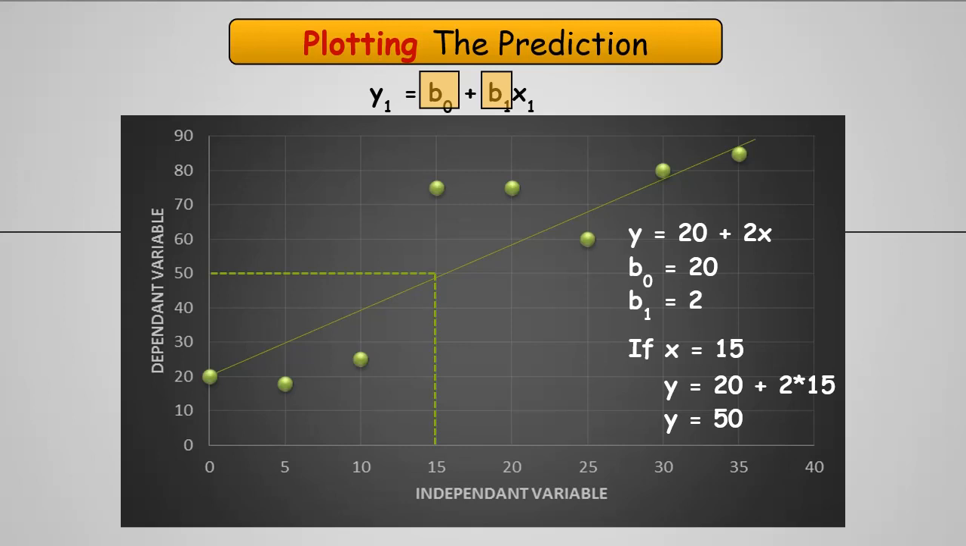And when you look at the intersection of those lines where x is equal to 15, y is equal to 50, you can see the dotted line there connects those 2 points, and that's our prediction based on the formula that we've created.